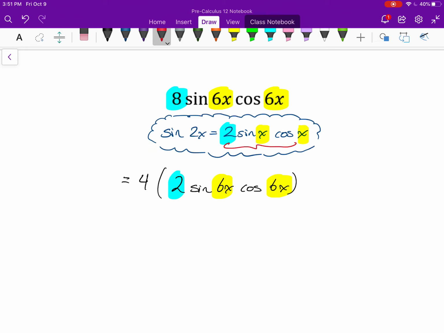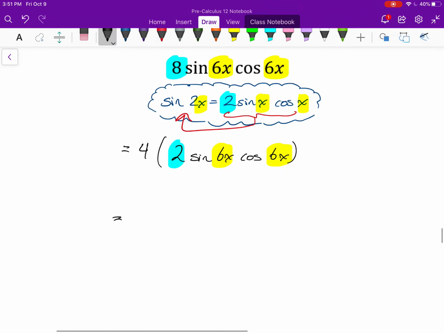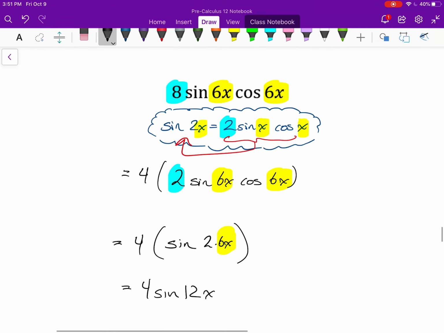And so I want to take all of this now and write it like this. So how can I write all this? Well, inside the brackets, instead of 2 times the sine of 6x times the cos of 6x, it's going to be just the sine of 2 times what I've highlighted, 2 times 6x. And all that's times 4. So I have 4 times the sine of, not 8x, 12x. And then again, I'm done. None of this is easy.